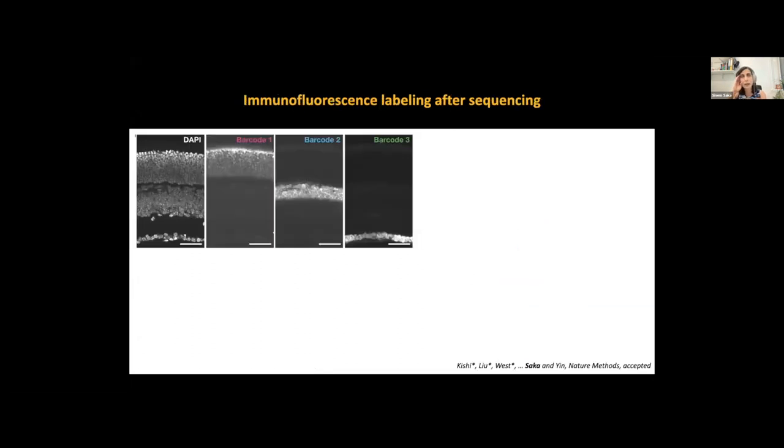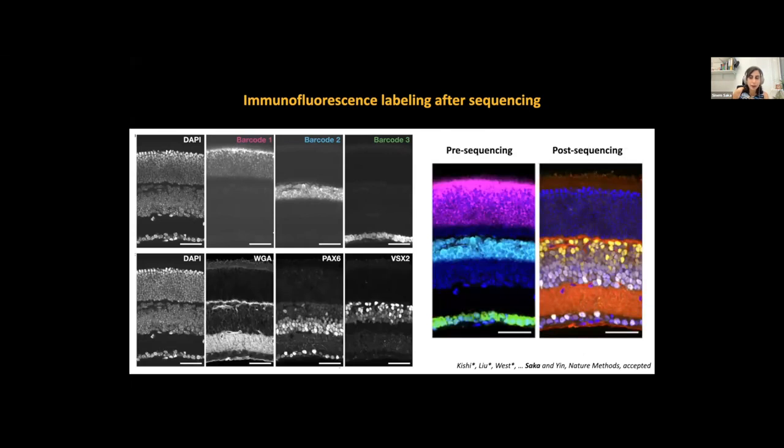We also validated that we can do other assays like immunofluorescence after the sequencing of the sample. So with all the barcodes incorporated, we revisited the same section after sequencing and did antibody stains for some of the different markers, like VSX2, which we saw enriched in only one of the layers.